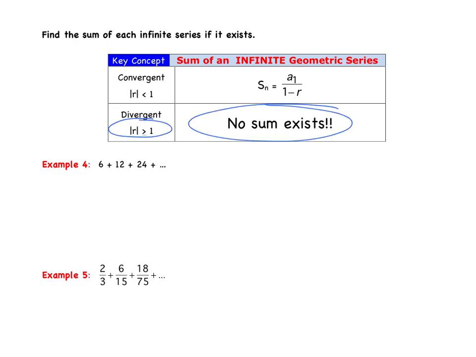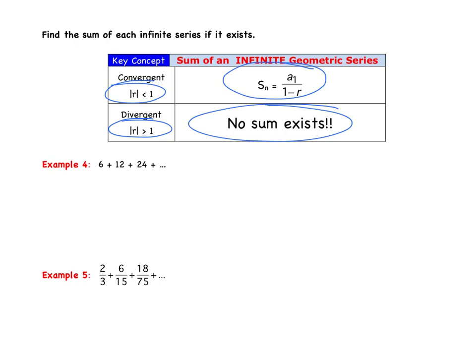And remember, that is when our r value is going to be greater than 1. I keep saying that, but remember, it's the absolute value that is greater than 1. So if our r value is -2, the absolute value of -2 is 2, which represents a divergent series, and therefore no sum is going to exist. But if the absolute value is less than 1, then we can find the sum, and it's very simple. All we have to do is take the first term and divide by 1 minus r.